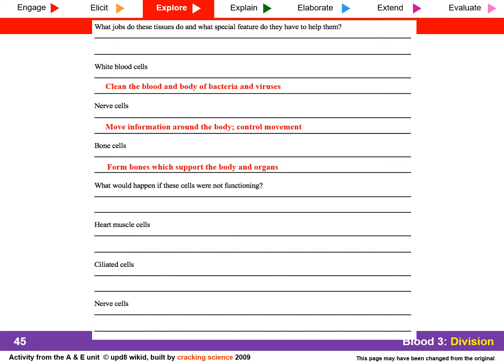And then the last part is what happens if these cells are not functioning well. Well, if heart cells are not functioning well, we have a heart attack because the heart will stop pumping. Ciliated cells not functioning means the lungs and the throat will be full of mucus and dirt and bacteria, so that means the lungs would get infected. And if the nerve cells were not working well, we would not be able to control the body, it would not be able to move, we would not be able to do lots of things, and we would not survive very long.